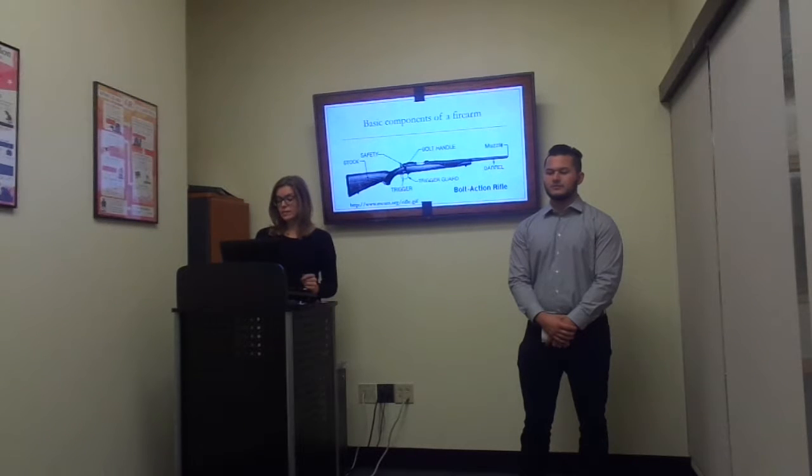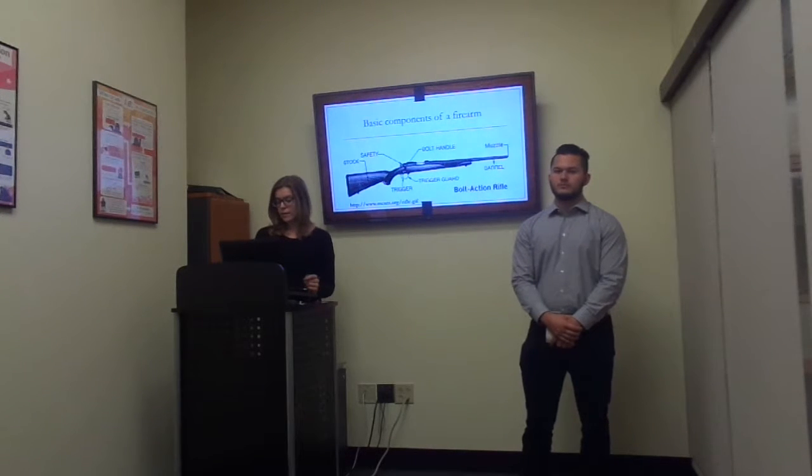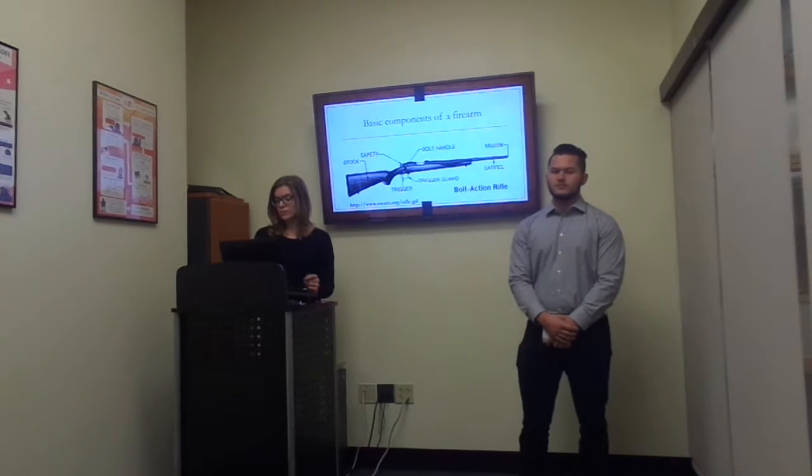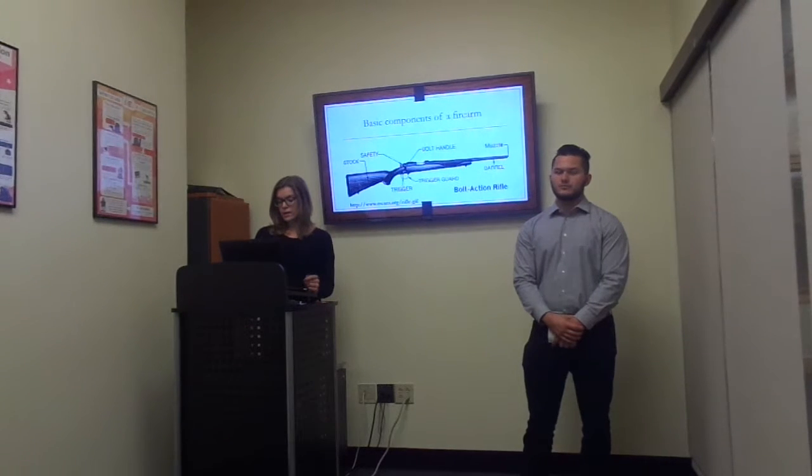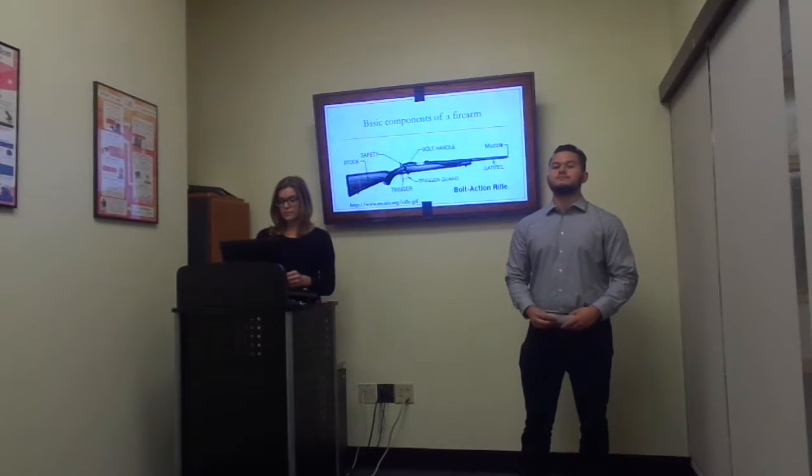First and foremost is the stock, which holds everything together. The safety toggles on and off to allow the action and firing pin to shoot. The action is what chambers the bullet and holds the firing assembly. The trigger is what strikes and releases the firing pin to release the bullet. The barrel is where the bullet travels and builds pressure and velocity. And the muzzle is where the bullet exits.